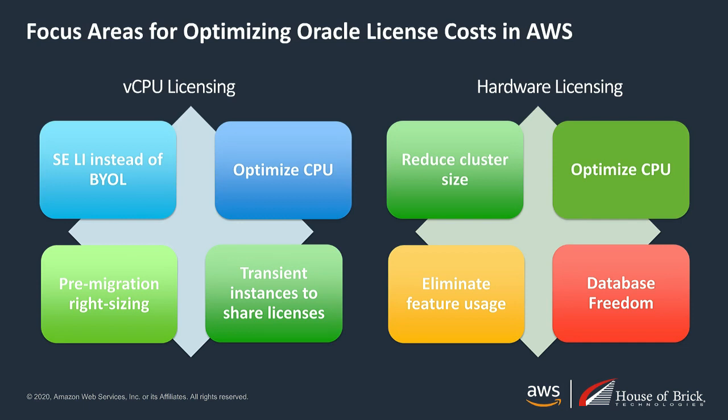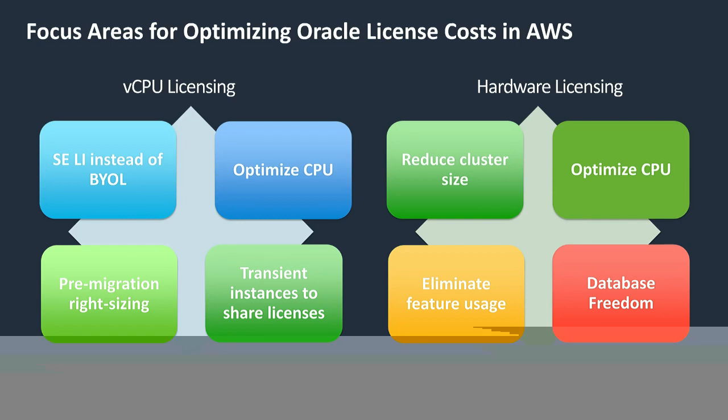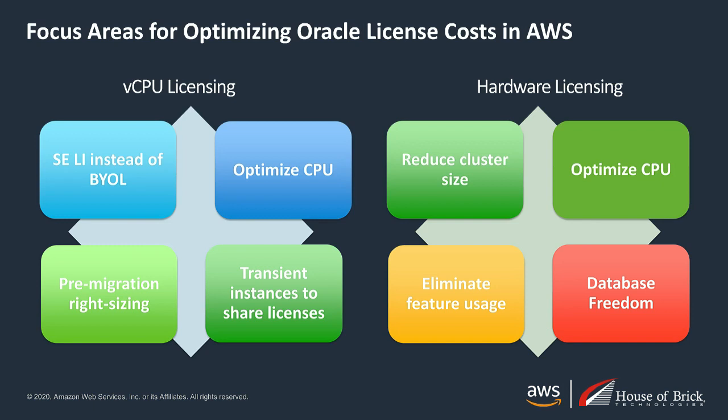So when you look at these areas, you want to look at how to optimize them, and you approach it differently based on whether you're looking at vCPU licensing or hardware licensing. If you're in the world of vCPU licensing, you want to use a couple different Amazon-specific options. So the standard edition license included is, as I mentioned earlier, a fantastic deal, especially for transient workloads. So let's say non-production databases for developers, testers, quality assurance, staging, whatever, where you just want to spin them up, use them for a project for a week or two, or maybe even a month, and then destroy them.